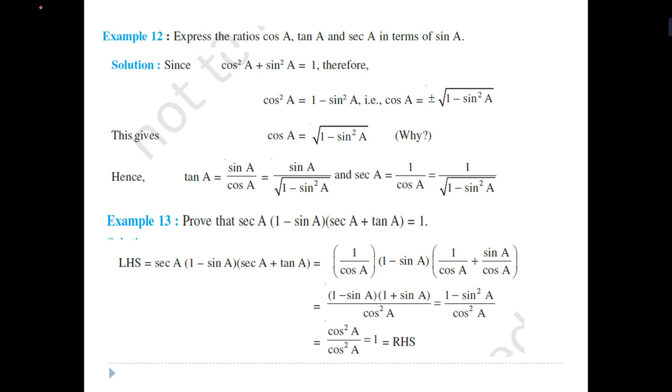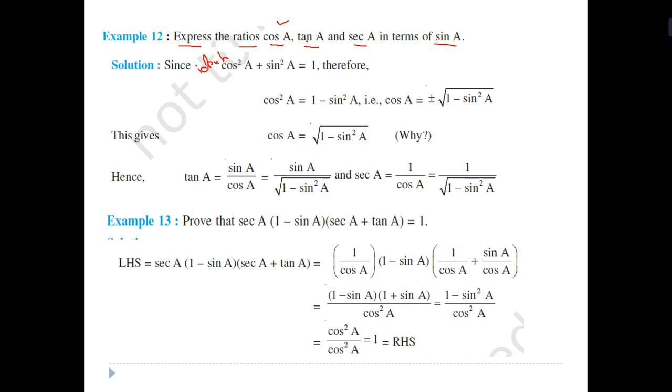Express the ratios cos A, tan A, sec A in terms of sin A. Means our answer must be in sin. So first of all, the first identity: cos square A plus sin square A is equal to 1. So cos square A is equal to 1 minus sin square A. Therefore cos A is equal to plus minus under root 1 minus sin square A. We use the plus sign, not the minus, because the value is positive. So we get cos A as under root 1 minus sin square A.